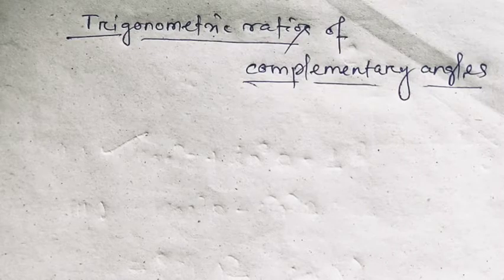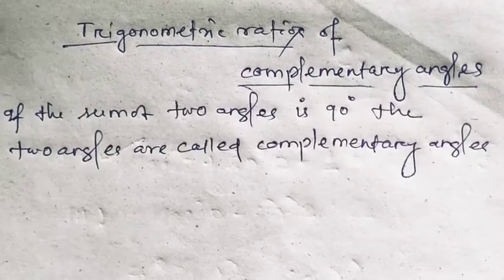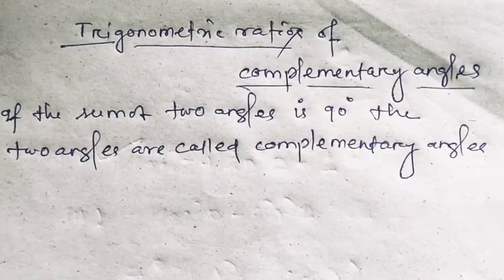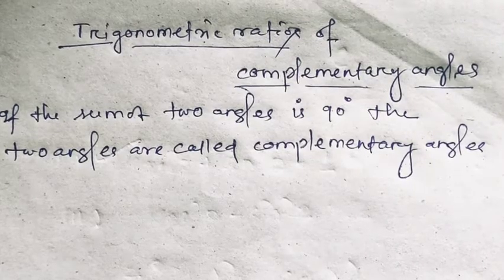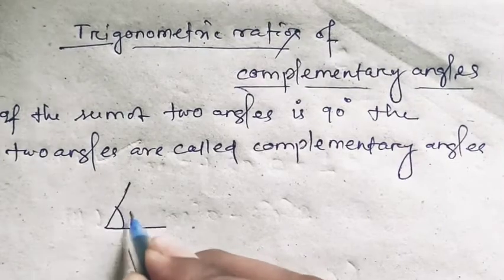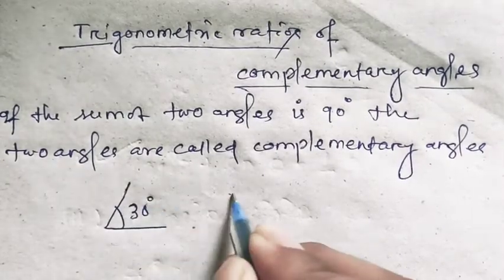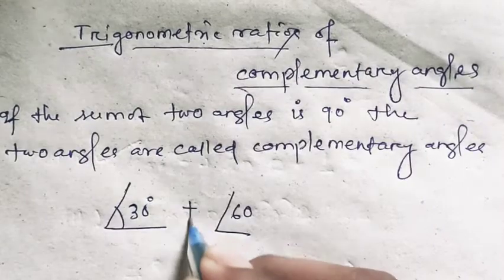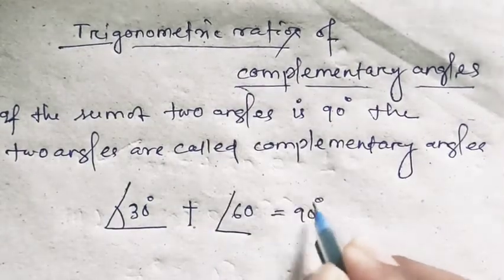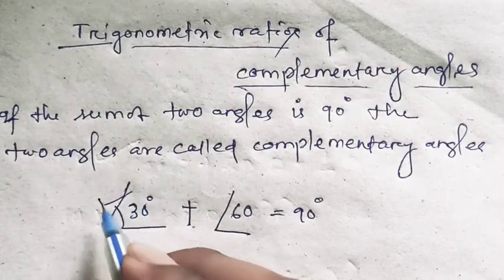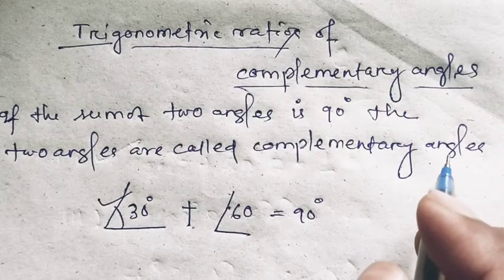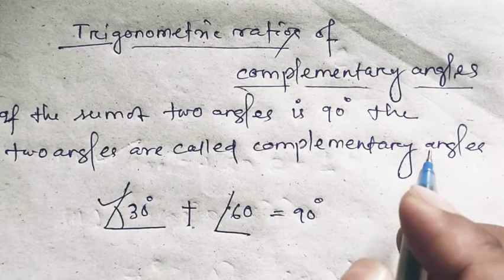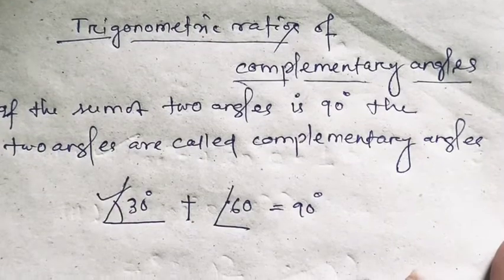What are complementary angles? We all know that if the sum of two angles is 90 degrees, then the two angles are called complementary angles. That means if this is an angle of 30 degrees and this is an angle of 60 degrees, the sum of these two angles is 90 degrees. So we can say that 30 degrees is the complementary angle of 60 degrees and 60 degrees is the complementary angle of 30 degrees.